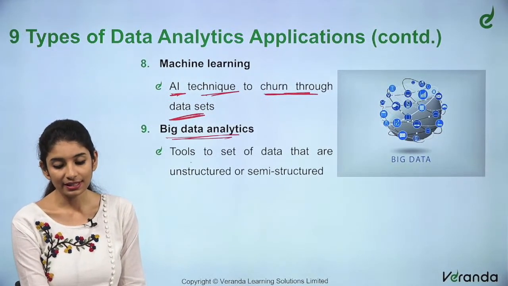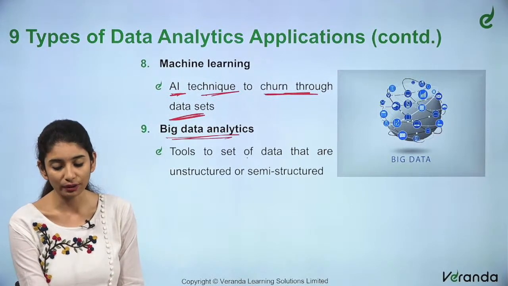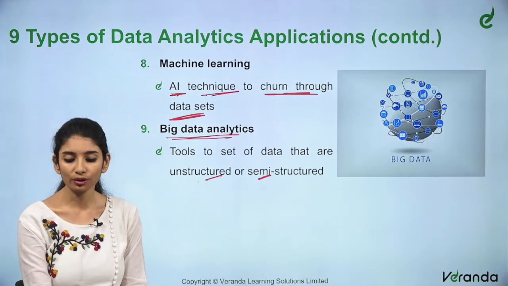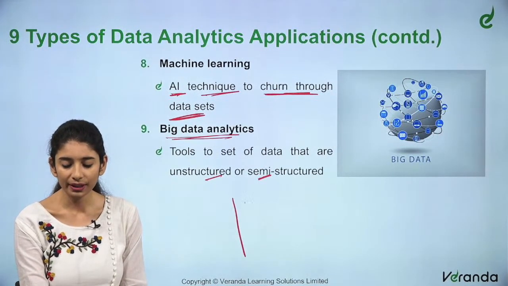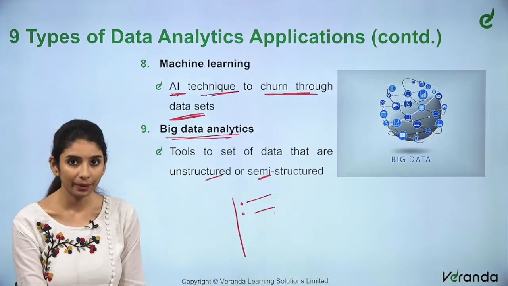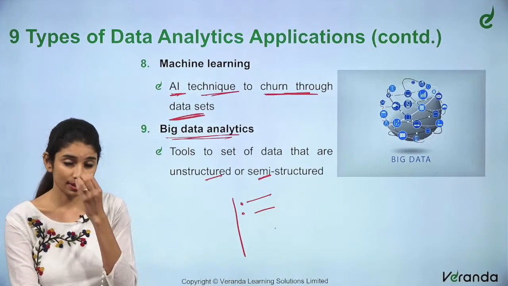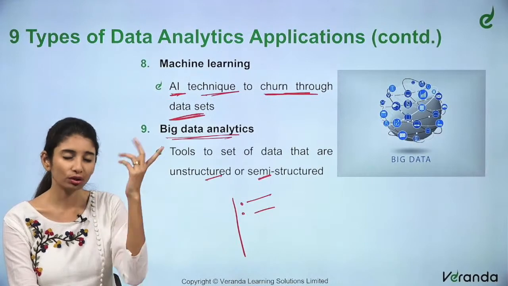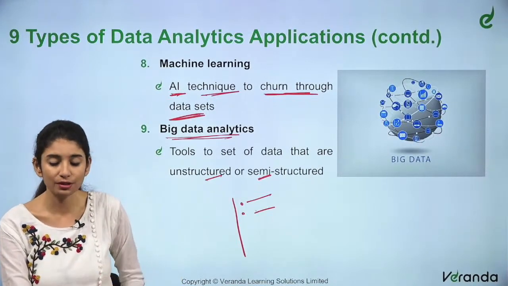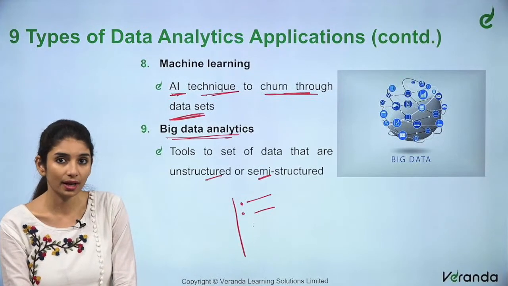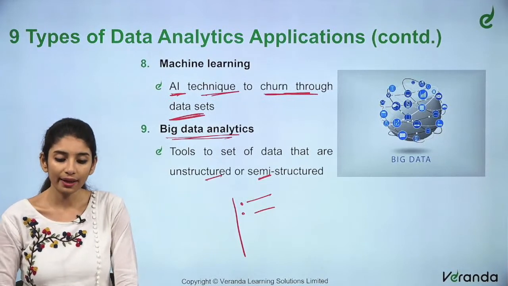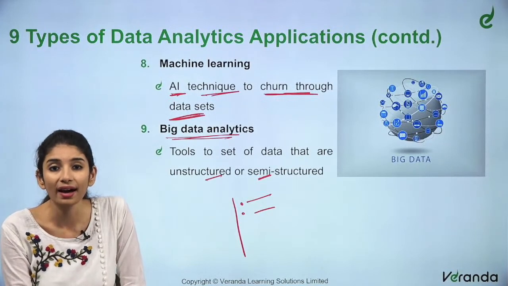In big data analytics, we use tools for sets of data that are unstructured or semi-structured. Big data is a very important concept. We will do that. Big data talks about how, say, Flipkart Big Billion Day has so many transactions in a single day. How to process all of those transactions? Traditional database models do not help us to understand the kind of large data that is currently being used. We need some specialized technique, and that technique is known as big data analytics.